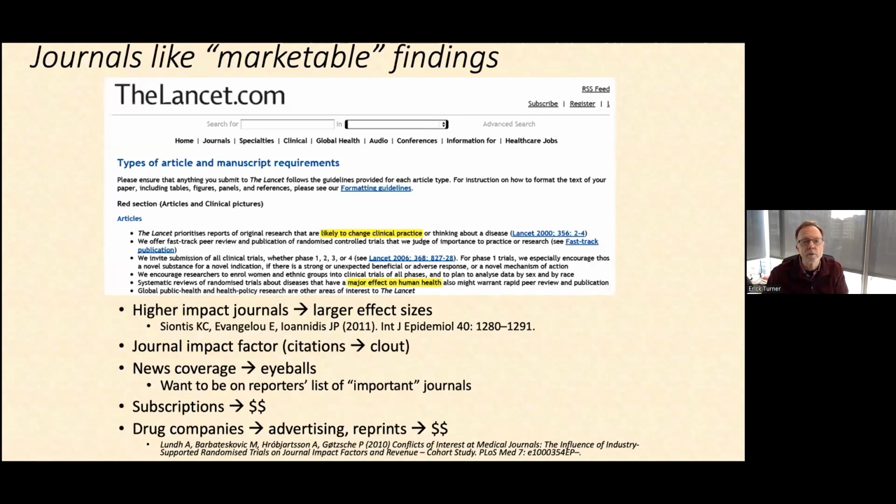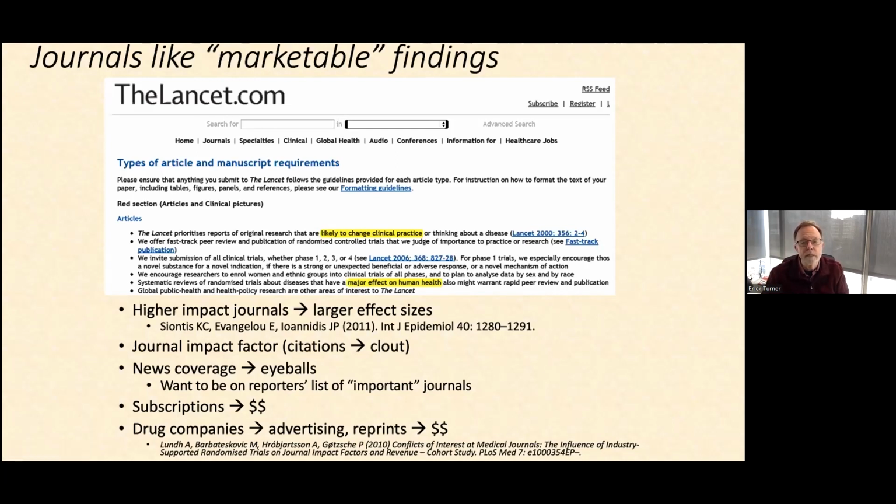Journals like marketable findings, they've got their incentives as well. Impact factors, such as big name journals such as The Lancet. If you look at their instructions to authors, it says they prioritize reports of original research that are likely to change clinical practice, and systematic reviews should have a major effect on human health. So if you have a negative study, that's basically telling you, forget about it. They don't want to see it.